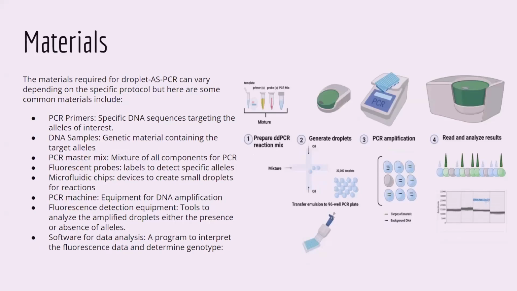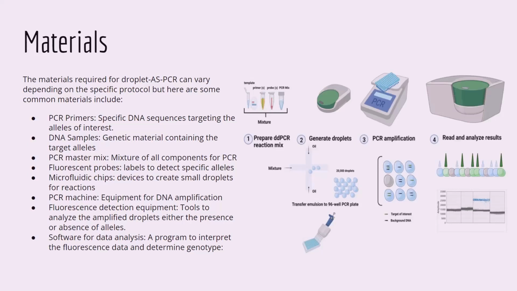Droplet PCR varies depending on the protocol you're following, but here are some common materials. PCR primers, which have specific DNA sequences with the target allele. You also need DNA samples, which is just genetic material with the target alleles. You also need a PCR master mix, which is a mixture of components such as DNA polymerase, dNTPs, buffers, and stabilizers. And they just help with the reaction. Fluorescent probes, which are helpful in labeling the specific alleles.